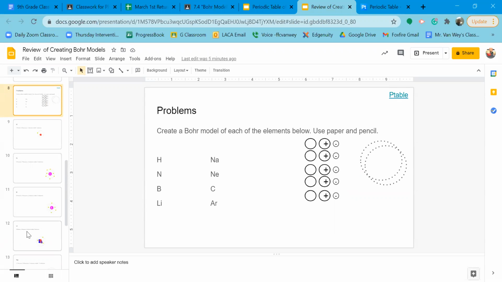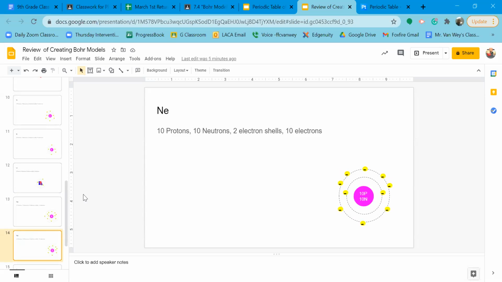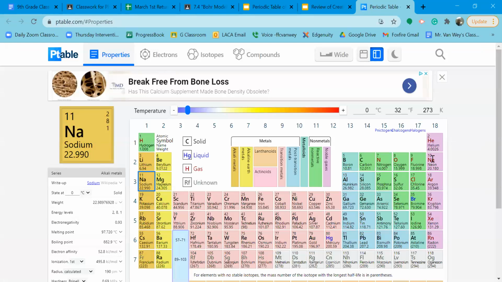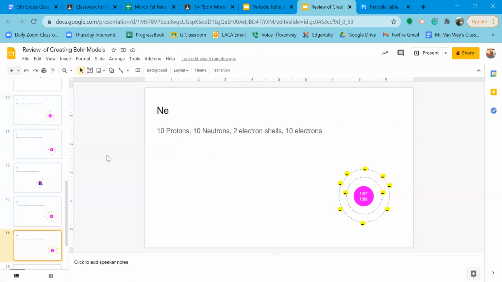Go back to neon. I skipped over neon. I apologize. Neon. We look at it on the periodic table. It's got 10 protons. 20 minus 10 gives us 10 neutrons. It's going to have 2 shells. And it's going to have 1, 2, 3, 4, 5, 6, 7, 8 electrons on that outer shell. Plus the 2 in here gives it 10 total electrons. 10 protons, 10 electrons. Hopefully this helps us understand why groups and periods are arranged the way they are.